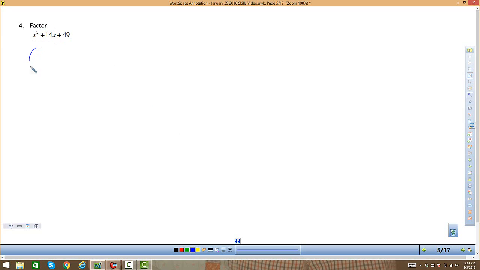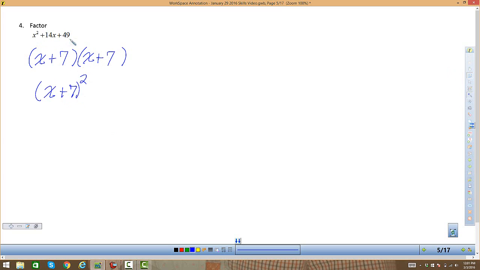So this one, I'm going to say I've got to get an x times an x to get me the x squared. And then this is positive. This is positive, so I know I've got two positives here. So I need two numbers that will multiply together to give me 49 and add together to give me 14. So it turns out it's 7 and 7. Well, we have a shorthand for repeated multiplication. So this is x plus 7 squared.